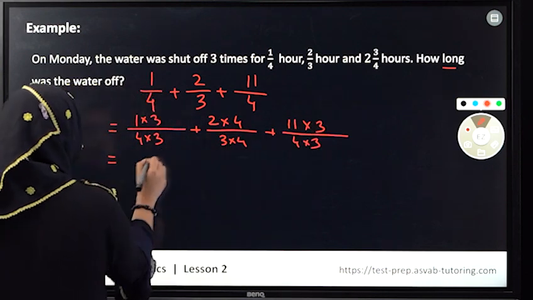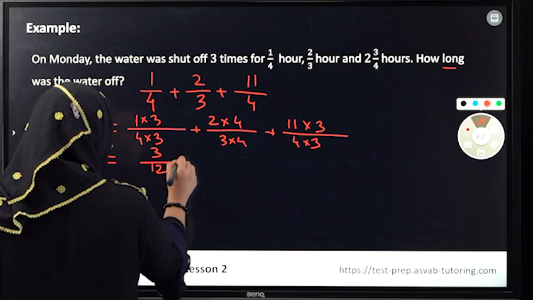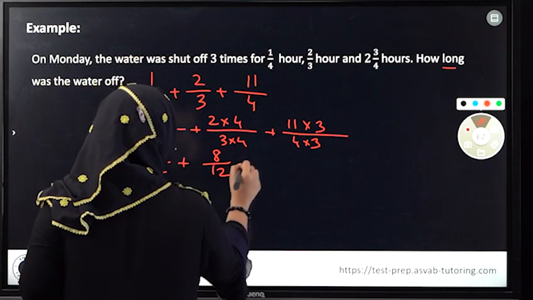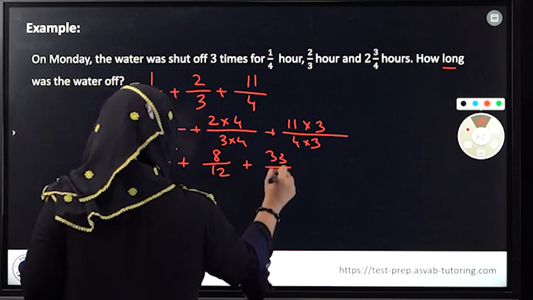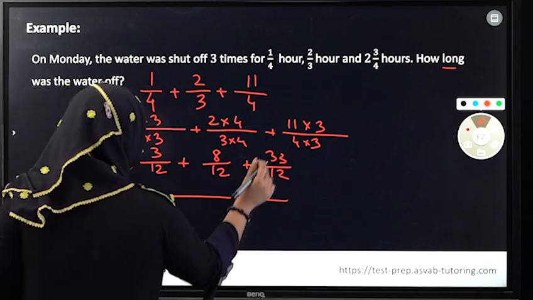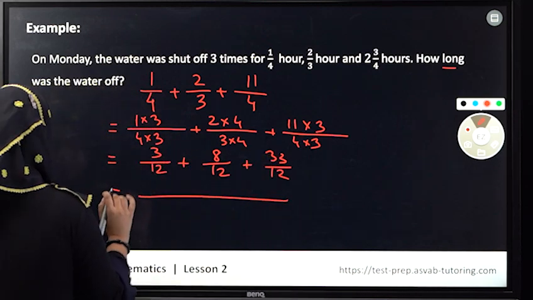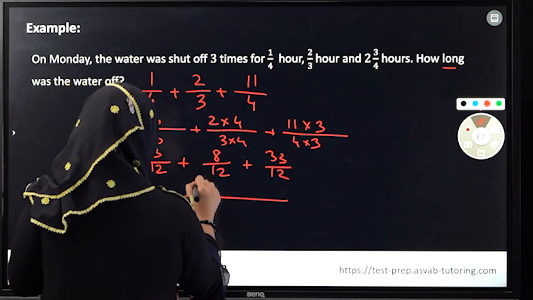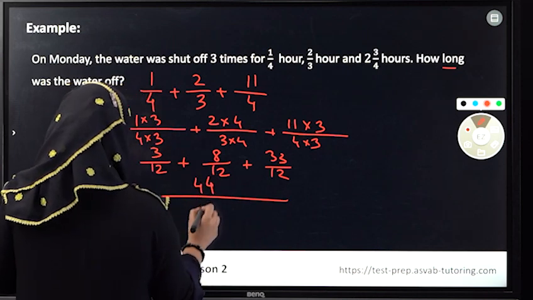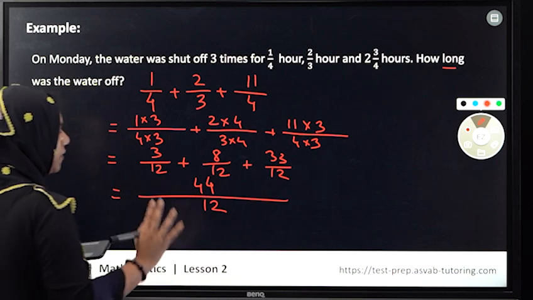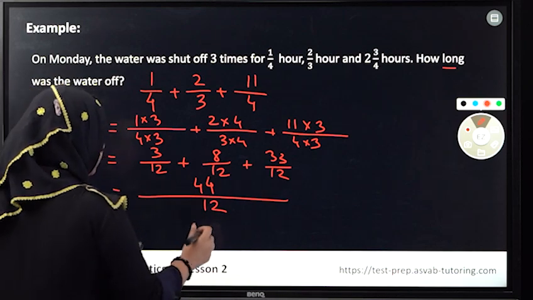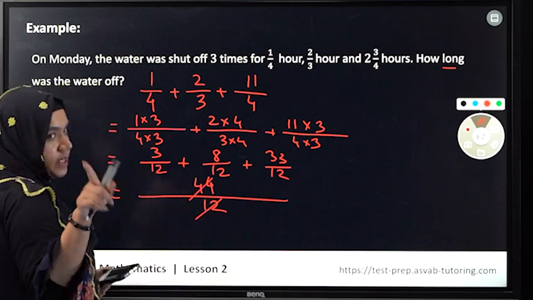Okay, now what? So that's 3/12, 8/12, 33/12. Now, if you add them, that's 33 and 3, that's 36. 36 and 8 is 44. Okay, 44/12, if you simplify it, you can simplify it using 2, right? Or you can even simplify it using 4, the biggest number.